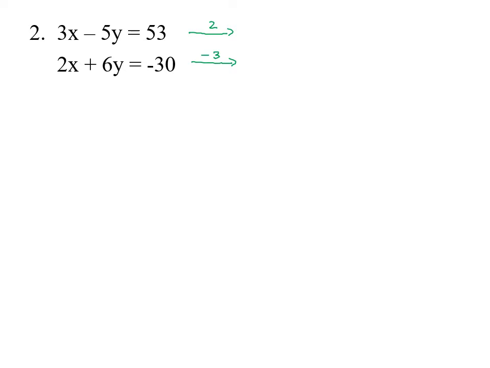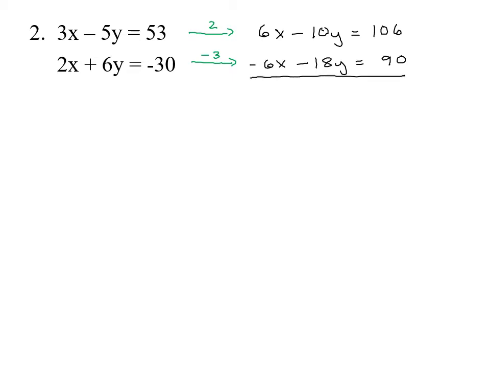And multiply it across. 3x times 2 gives me 6x. Negative 5y times 2 is negative 10y. And 53 times 2 is 106. On the bottom, I'll end up with a negative 6x. 6 times negative 3 is negative 18y. And 30 and 3 make 90.